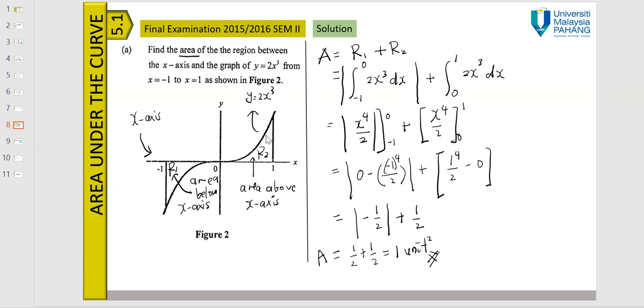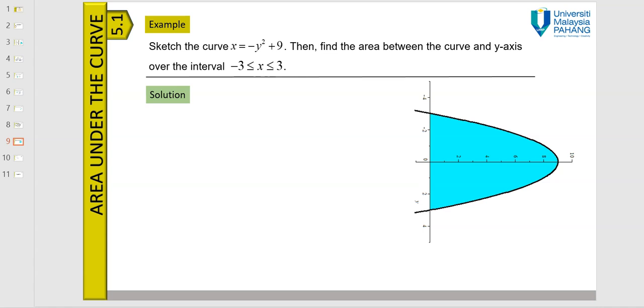Now let's look at this example. You are asked to sketch the curve x equal to negative y squared plus 9. Then find the area between the curve and the y-axis over the interval y between negative 3 and 3. Okay, so this is our curve, and then this is the area region. So if you sketch, remember as I shared with you in the revision on how to sketch this graph, if negative y square, we should have this graph.